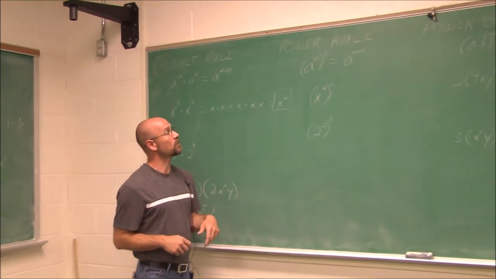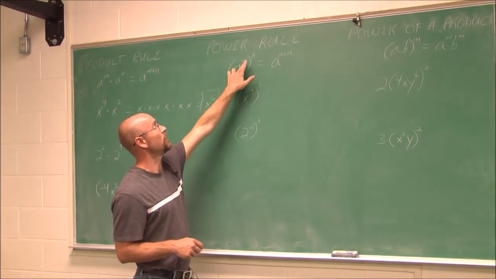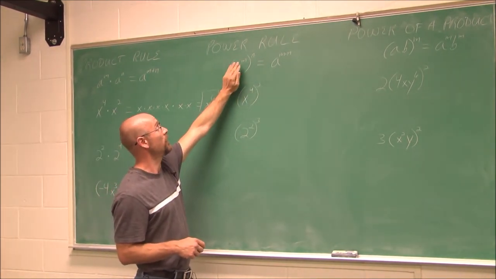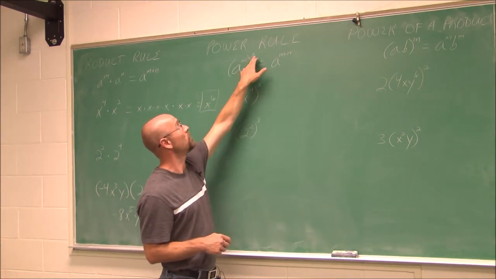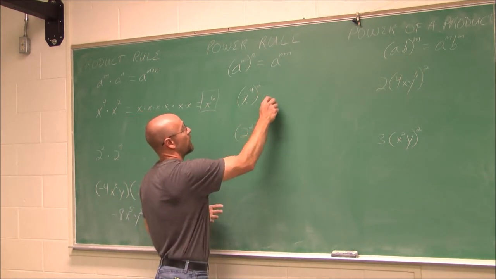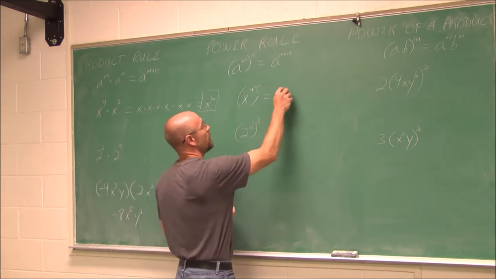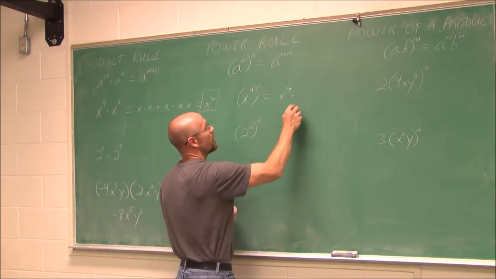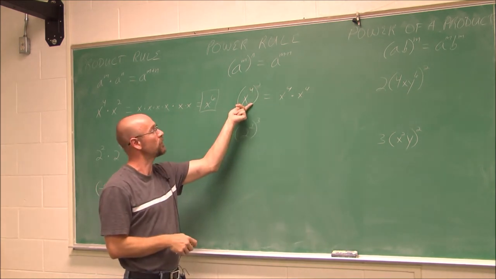All right, the next rule is the power rule. What if I have a value raised to a power, and that quantity is being raised to a power? Well, I can multiply those values together. And let's see that in expanded form here. If I have x to the fourth squared, I'm taking x to the fourth times x to the fourth, because I need to square what's in those parentheses.